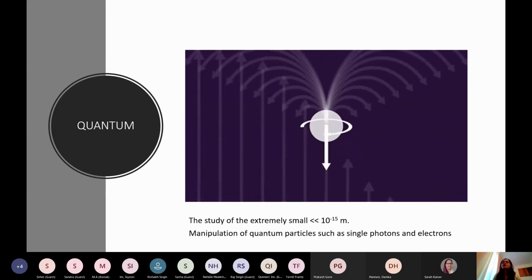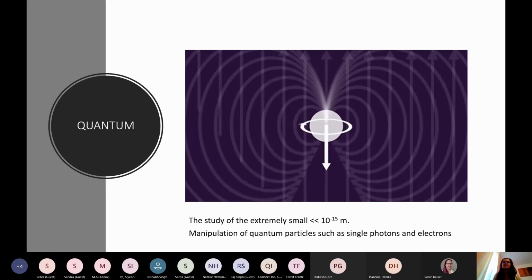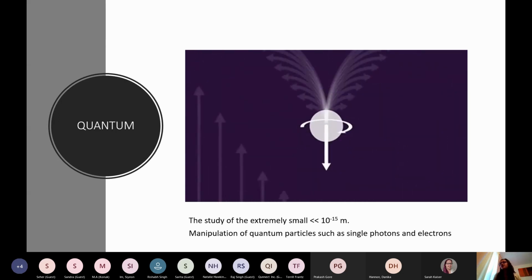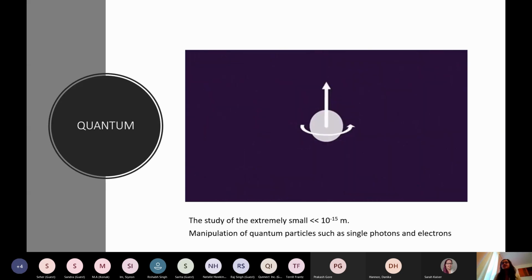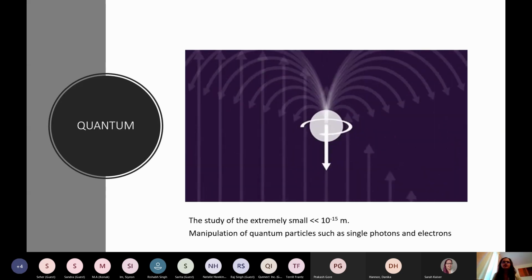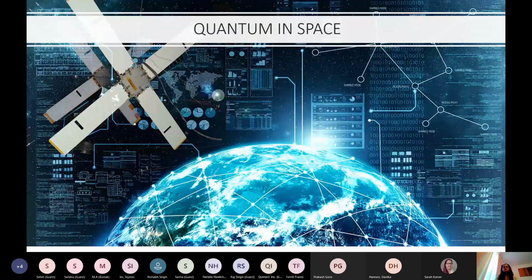So as many of us know, quantum is the study of the extremely small, less than 10 to the power minus 15 meters, the size of an atom. And most of the time, we focus on manipulation of quantum particles, such as single photons and electrons, which was not possible even in the near past. But before I go into quantum in space, I want to talk a little bit about my journey and how I came into quantum in space.